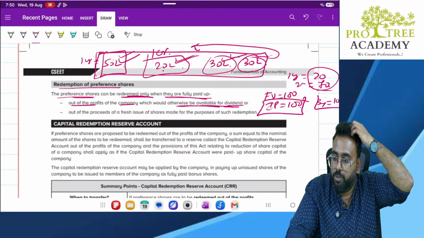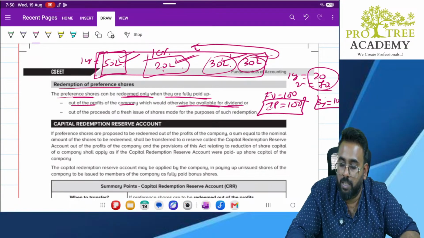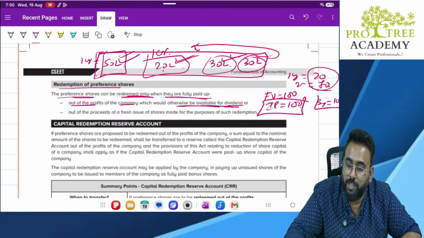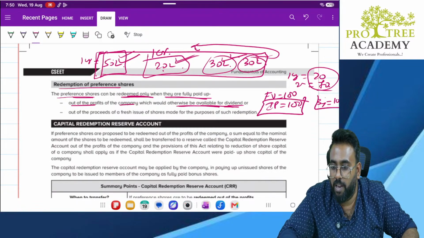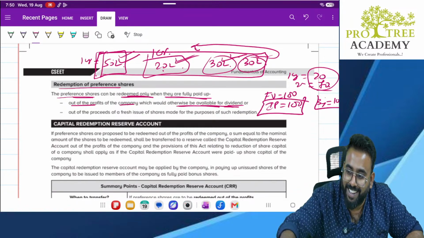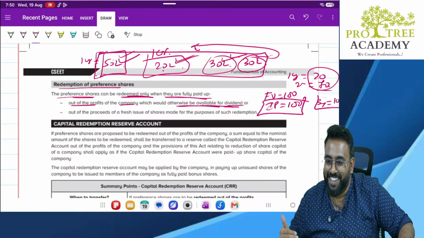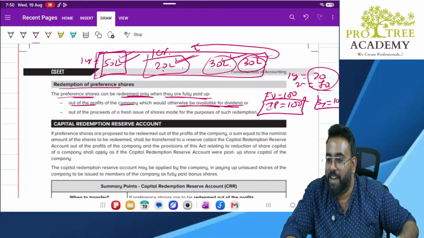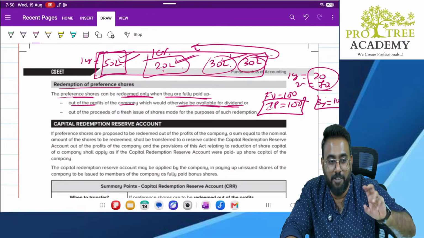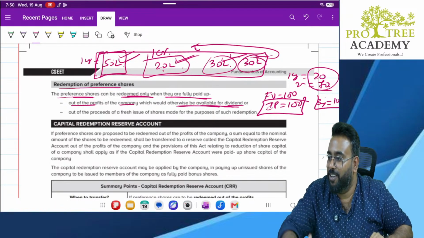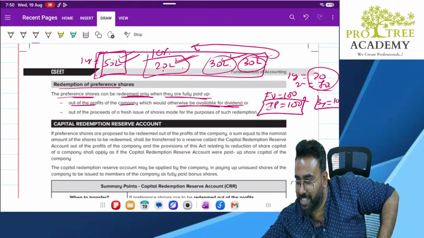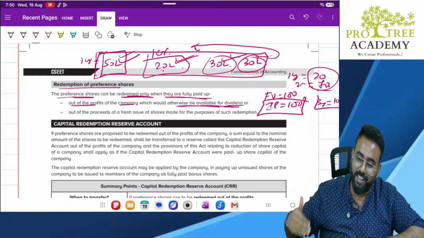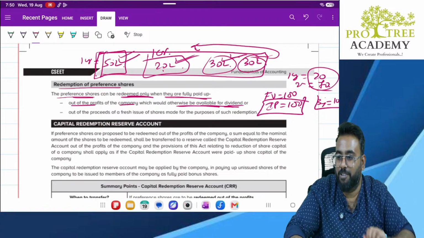Correct? I want to use this profit to expand my business. So now what will I do? I will devise a new plan. What is the new plan? I will issue equity shares, take the money, and give it to preference shares. Or I may do one more thing. Right now I have issued 12% preference shares. I will issue 14% preference shares, take the money, and give it to the 12%.